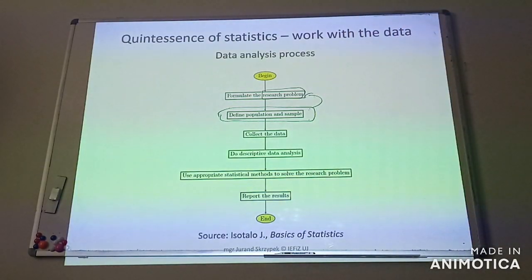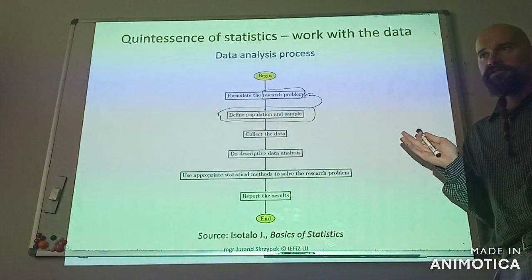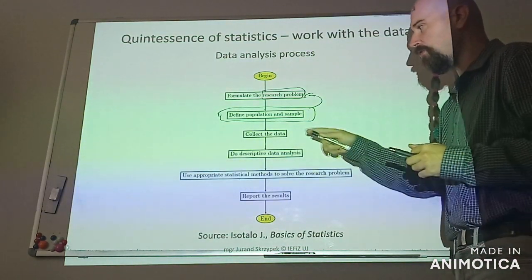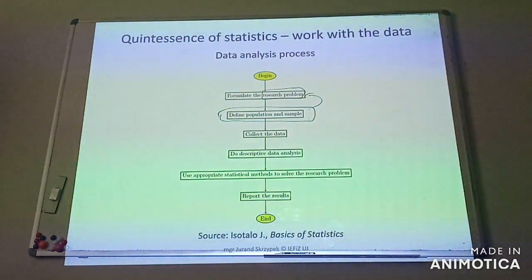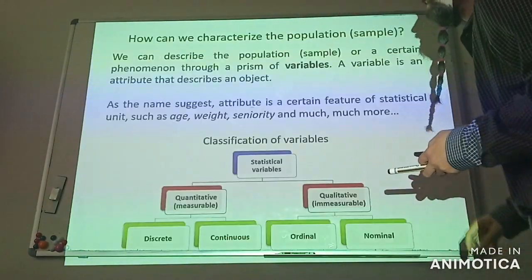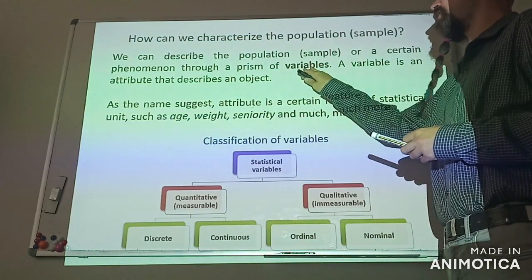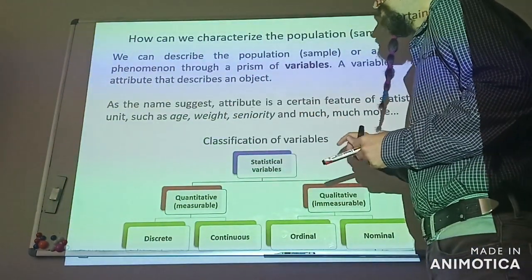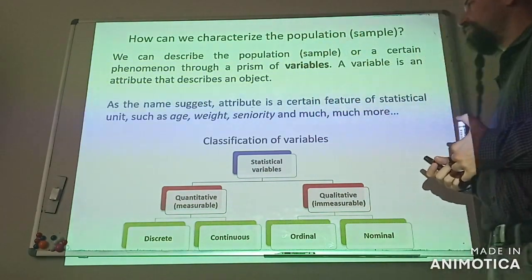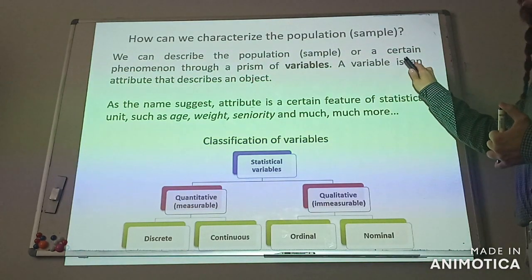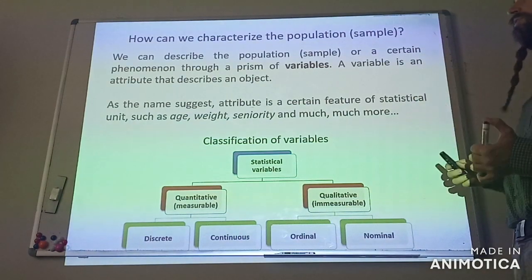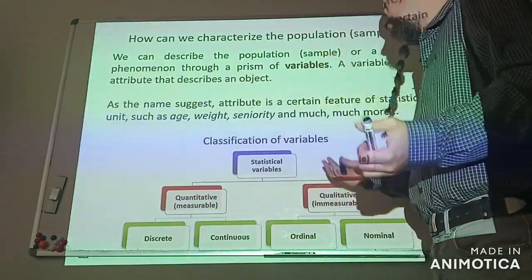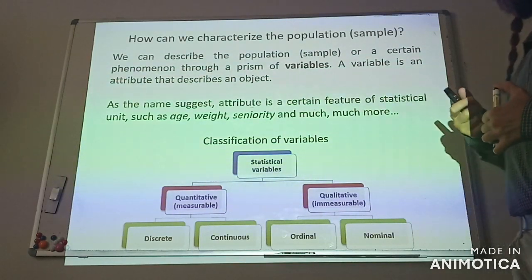Research problem is strongly connected with different criteria that can describe our population or sample. And these criteria are called the variables. So we can describe the population or a certain phenomenon through the prism of various variables. A variable is an attribute, a simple feature of a single object. So it is age, weight, seniority, incomes, and much more.